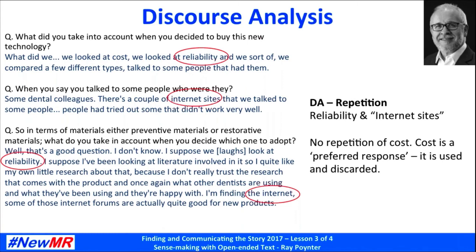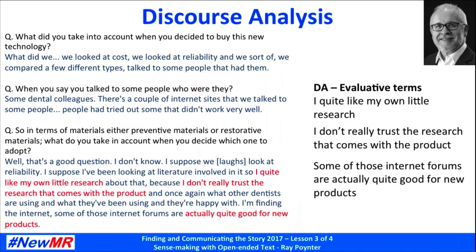But we see that reliability is repeated in the text. And we also see that internet sites, this is where this person goes to for information. There's a couple of internet sites here. I'm finding the internet. So we're starting to see which things they're actually talking more about.